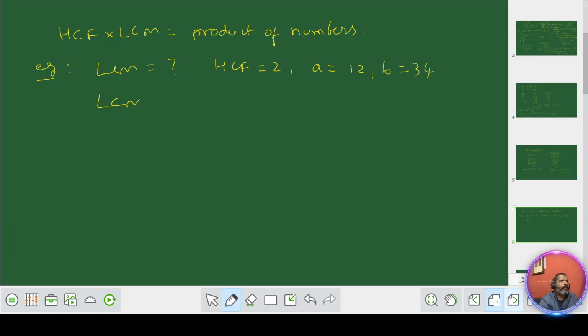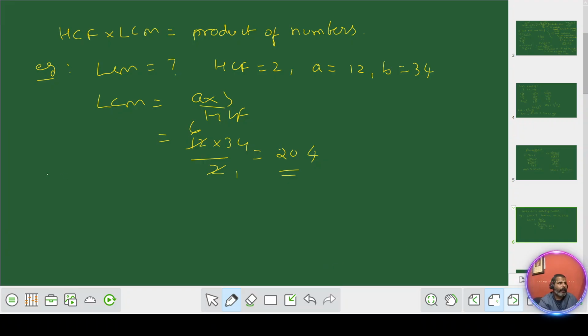What is the LCM we get? LCM is the product of numbers by HCF. So the product of numbers, A into B, by HCF. That is 12 into 34 by 2. 12 ones are 12, 12 sixes are 72, carry, and so on, we get 204. So this is the LCM. This is how you find it.